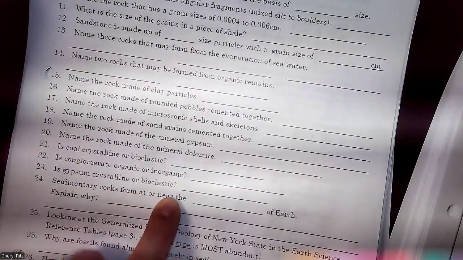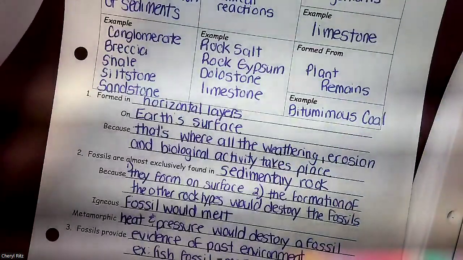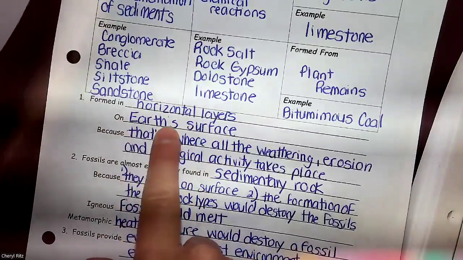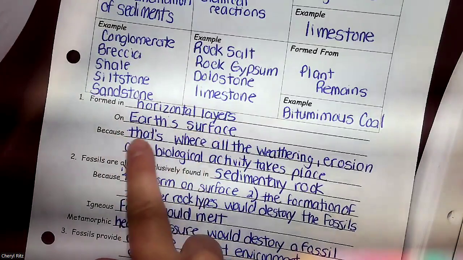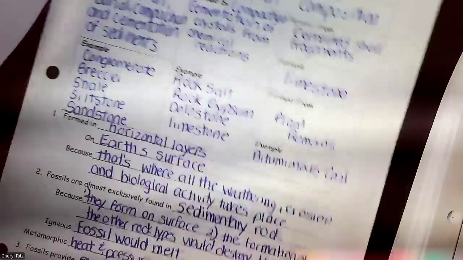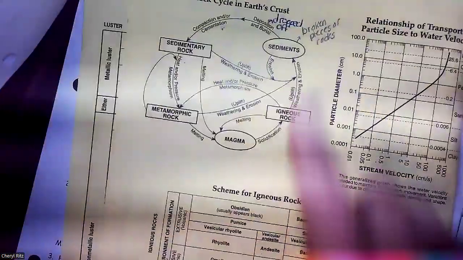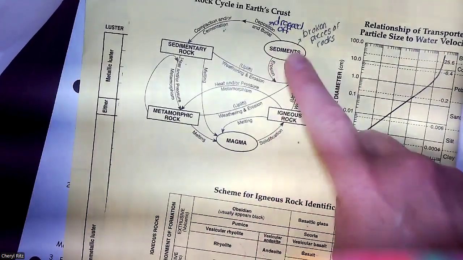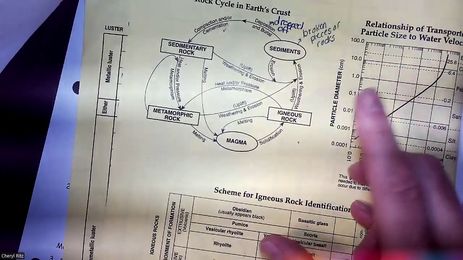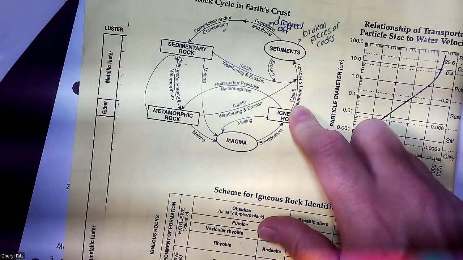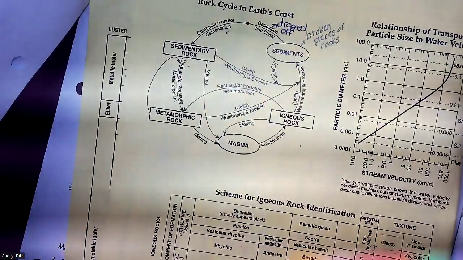Sedimentary rocks form at or near the blank of Earth. So that was right from these notes that we did yesterday. To the bottom here. They form in horizontal layers at or near Earth's surface. And why? Because that's where all the weathering, erosion, and biological activity takes place. So just to give you a quick explanation, sedimentary rocks come from sediments. How do we get sediments? They're broken rocks. And how do we break rocks? Weathering and erosion.